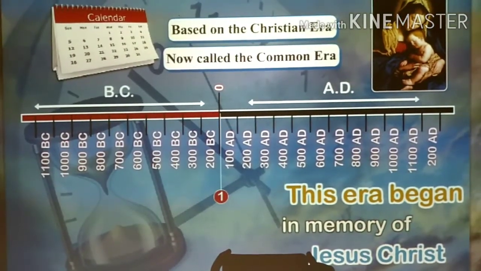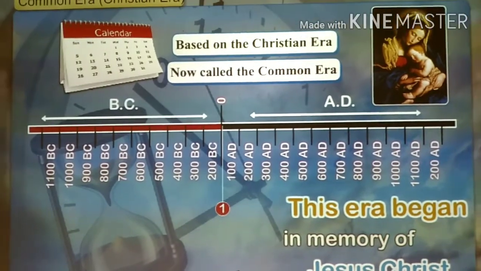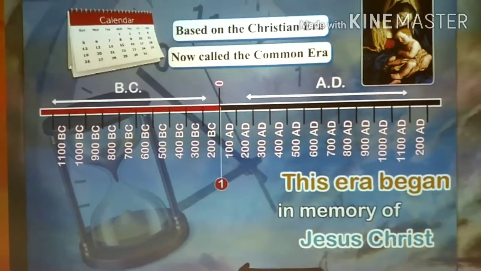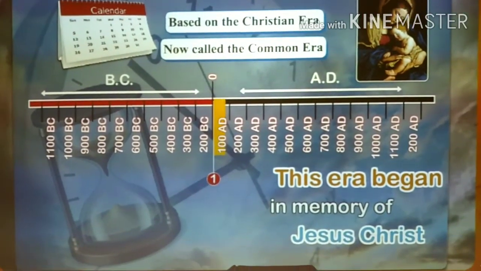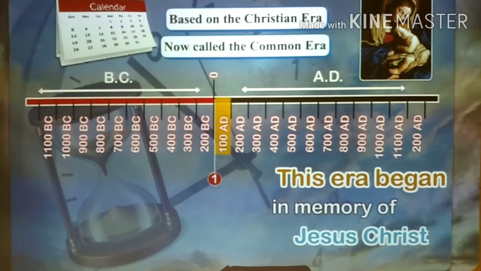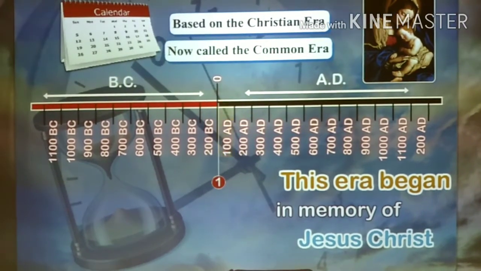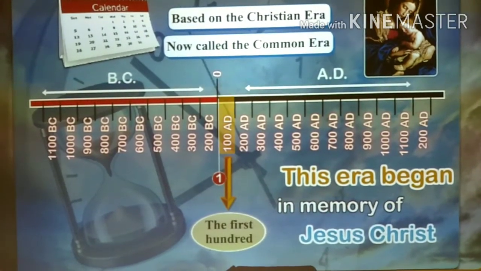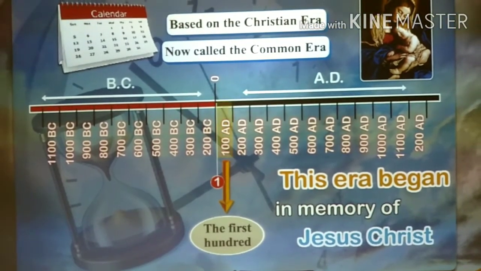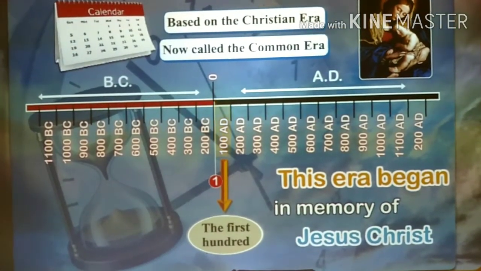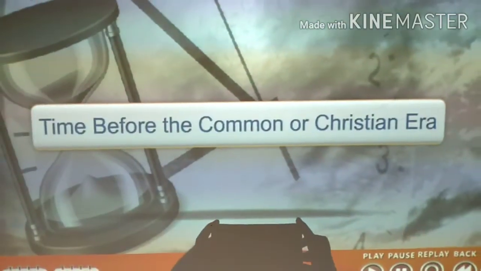The first year of this era is the year when it began. It is shown with the number 1. The years after that are indicated by the next numbers in serial order. The first 100 years, that is the first century of this era, is written as 100 CE or 100 AD. Christian era.